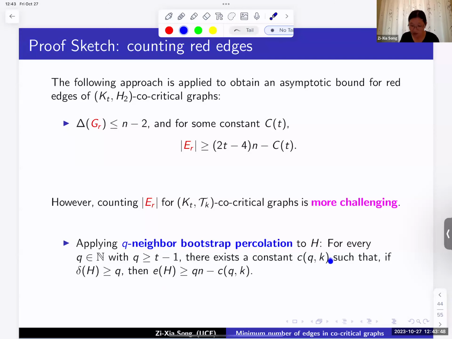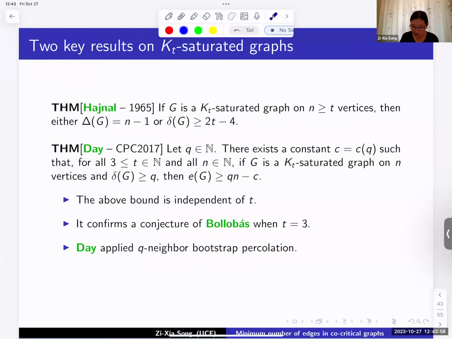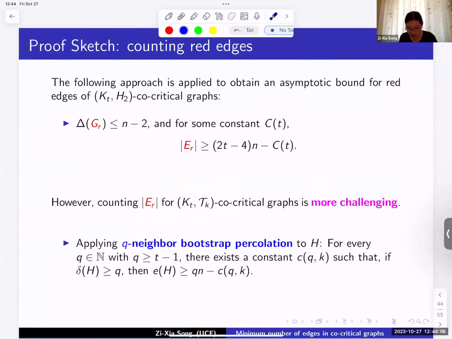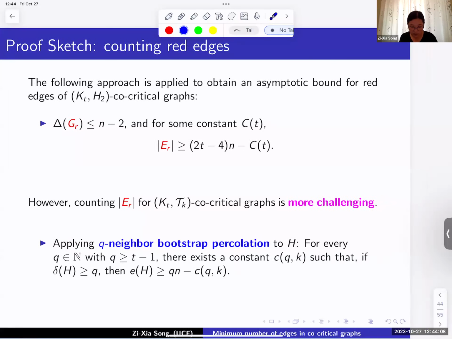Here k is the number of vertices on my tree. Now the constant Nicholas had doesn't depend on t, it only depends on q, the minimum degree you are giving me. So this is the idea we borrowed from his.